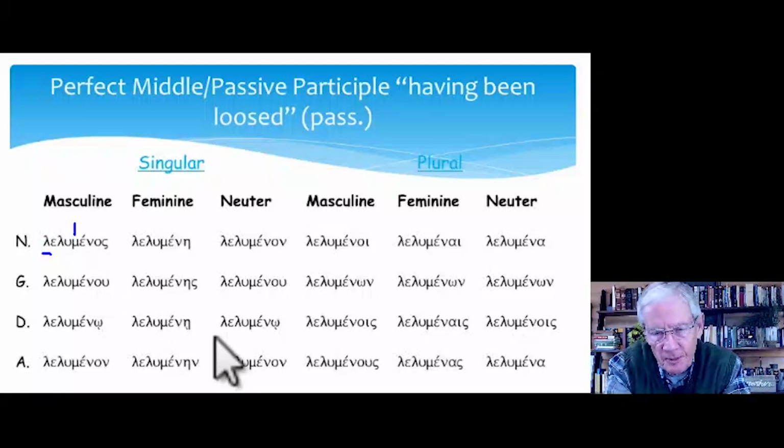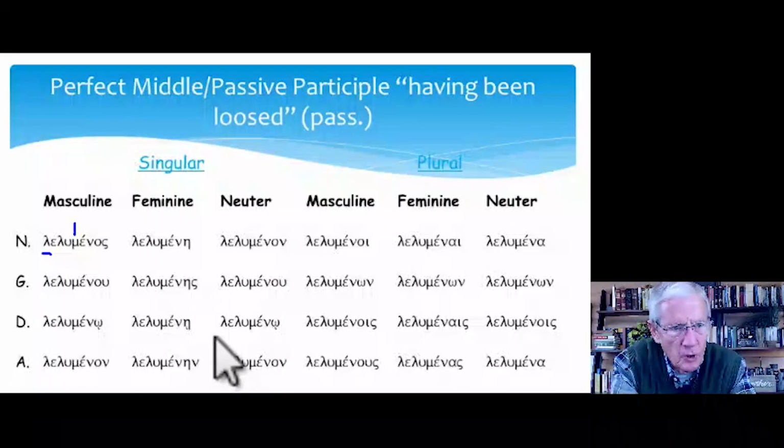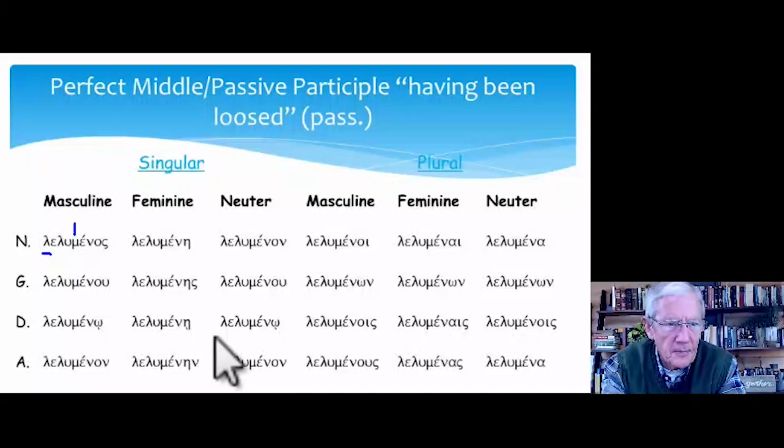With the present middle passive participle, we had luomenos. The omicron there was the helping vowel. And notice the pattern of endings: 2-1-2, just like what we've had already with the definite article. So your middle or middle passive participles all follow the 2-1-2 pattern.